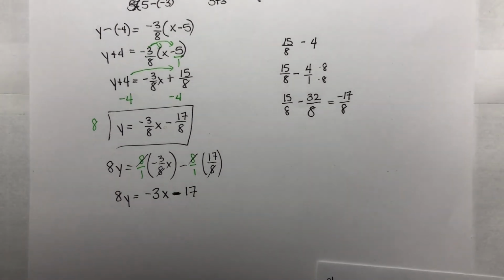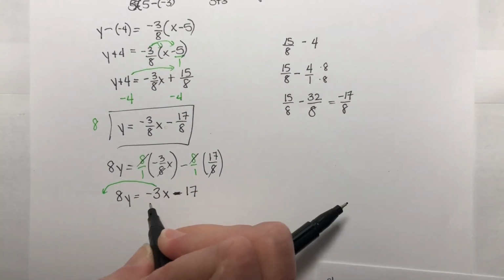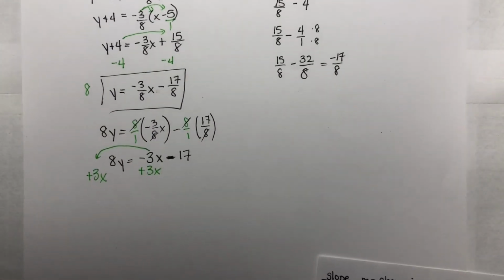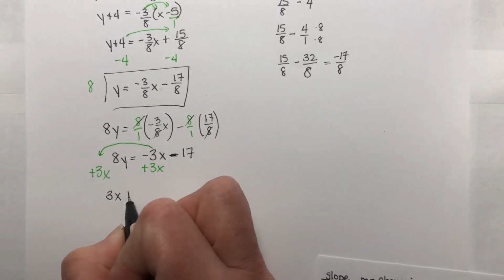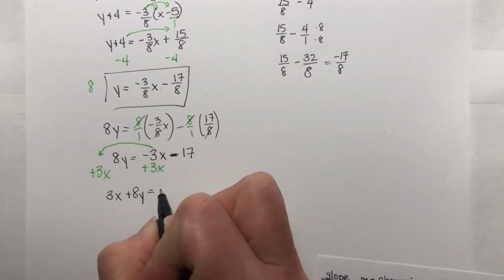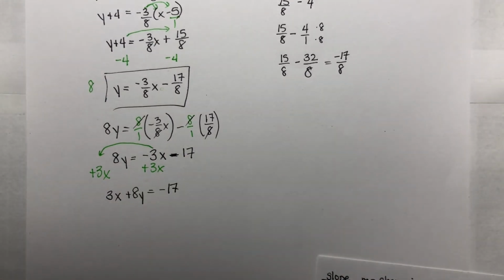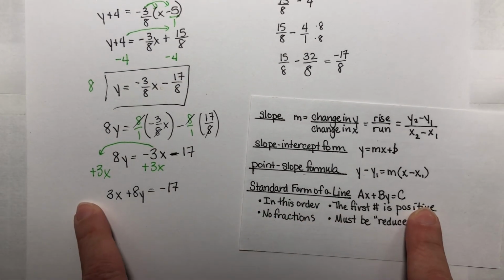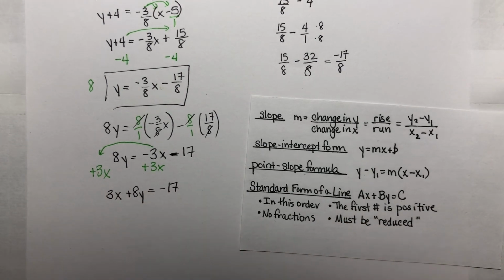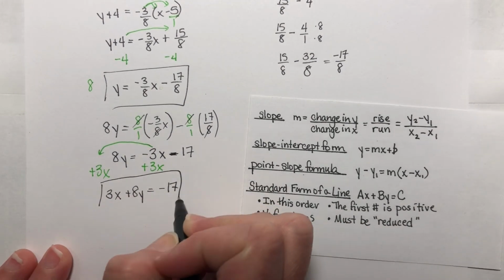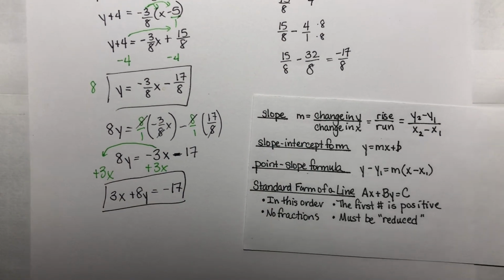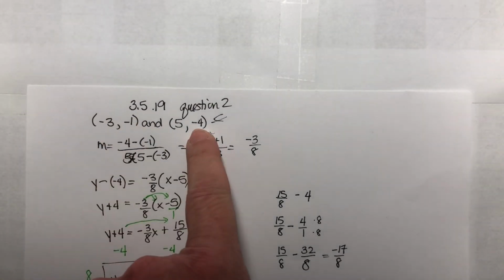And now to be in standard form, we need the x in the front, so I'm going to move this over by adding 3x to both sides. And you get 3x plus 8y is equal to -17. To be in standard form, it has to be in the correct order, and we have that. We have no fractions. The first number is positive. It's reduced because nothing divides evenly into all of this. This would be the second answer. You would have gotten the exact same two answers if you had used the other point in the formula.